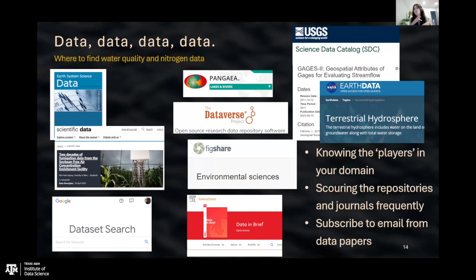So if you're getting started, or even if you're still in it, knowing what players are in your domain, knowing where the best places to go for data are, and who the authors of the data sets that you're looking for are, can be extremely valuable. Then periodically you can go and scour all of these resources and find new data sets that come out.